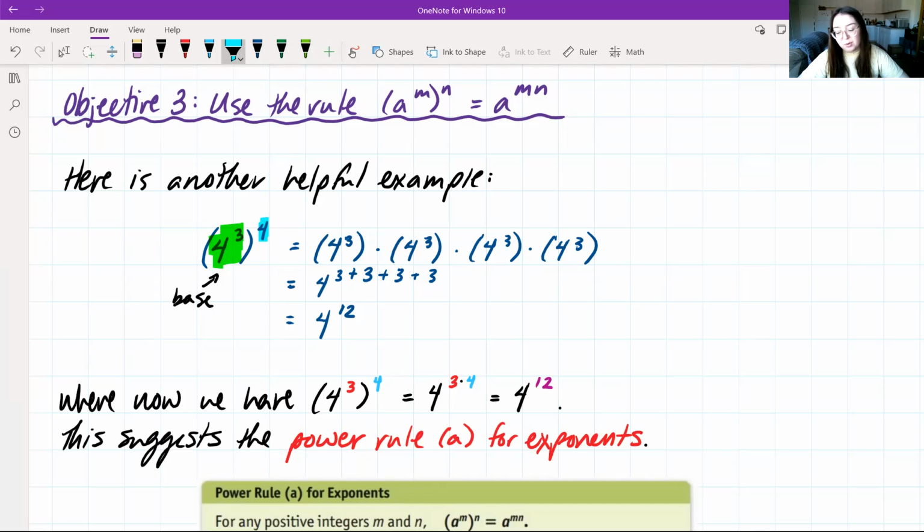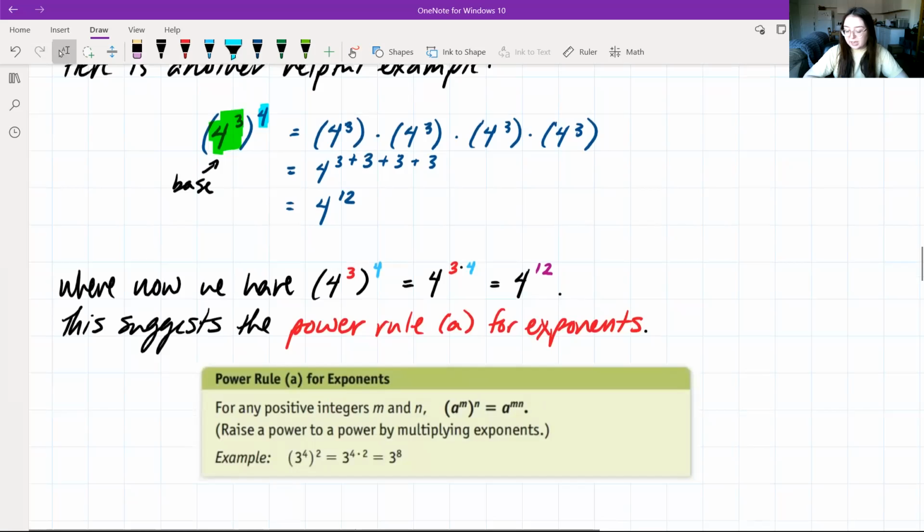This suggests the power rule A for exponents. So we're going to have a few different power rules, but this is our first rule, so it's going to be power rule A. And our power rule A states that for any positive integers m and n, a to the power of m, which is also raised to the power of n, is equal to a to the power of m times n. So you raise a power to a power by multiplying exponents. So, for example, 3 to the power of 4 all to the power of 2 is going to be the same as saying 3 to the power of 4 times 2, which is just equal to 3 to the power of 8.